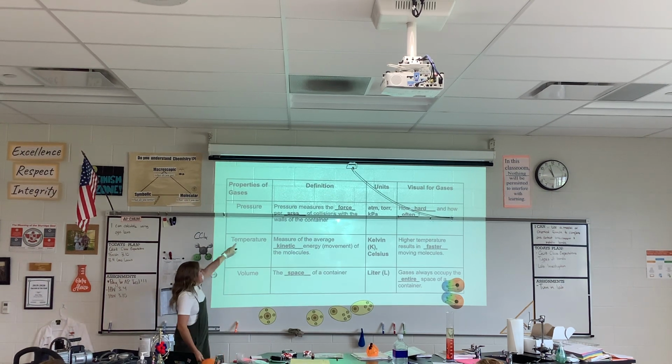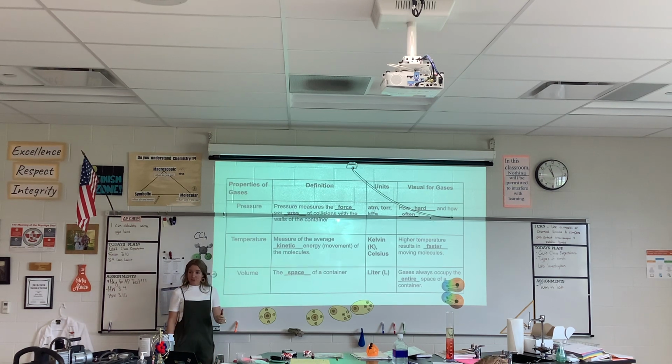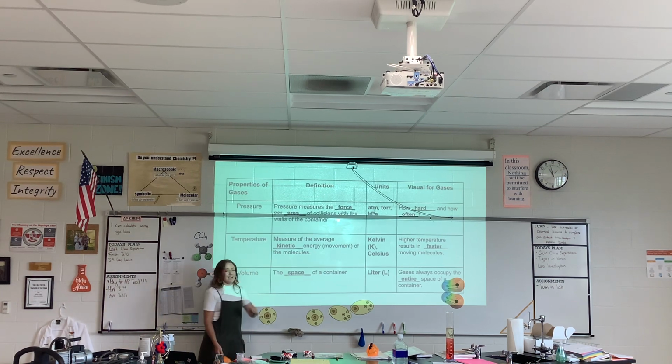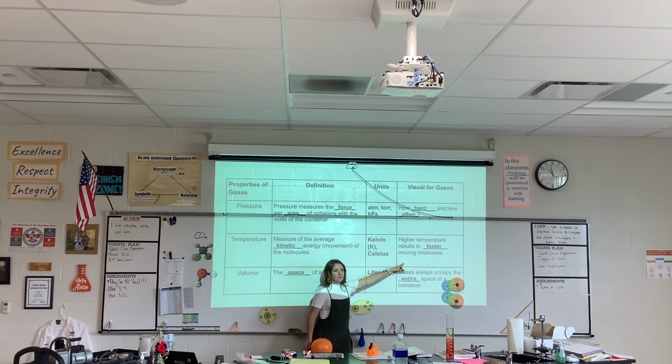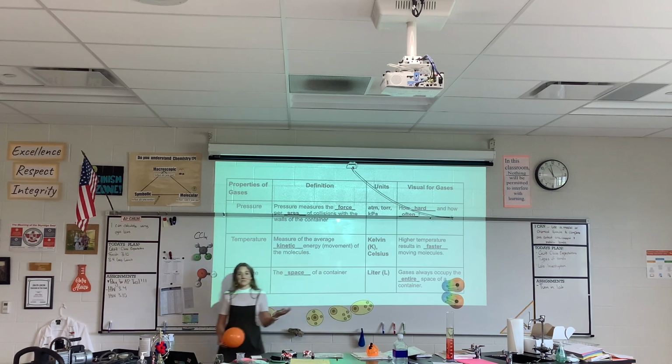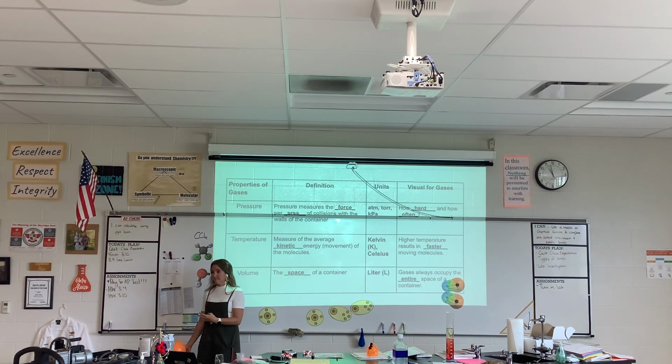The second one we'll talk about a lot is temperature. Keep in mind, chemically speaking, don't think of temperature as hot and cold, because hot and cold are completely relative terms to what you're talking about. Temperature is a measure of the average kinetic energy of the molecules, which is their movement or speed. So it's telling you how fast or slow the molecules are moving. If temperature goes up, the molecules move faster. If temperature goes down, the molecules move slower.